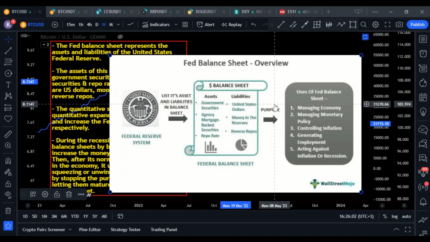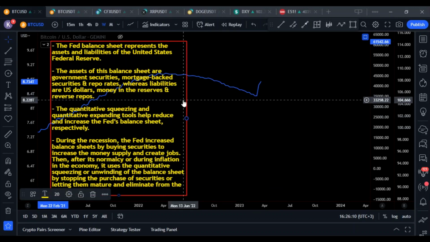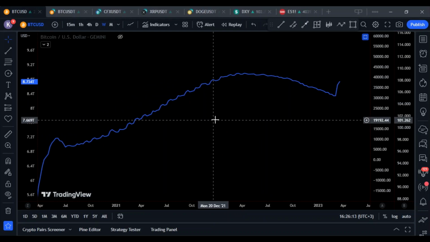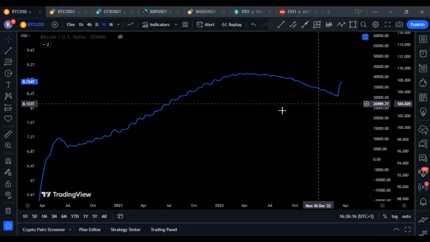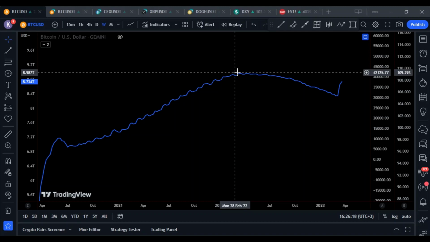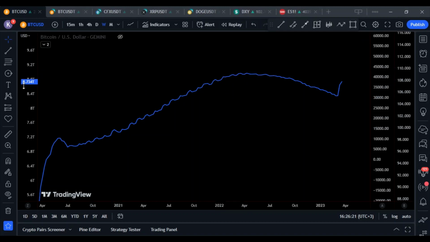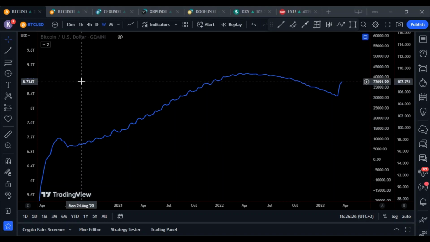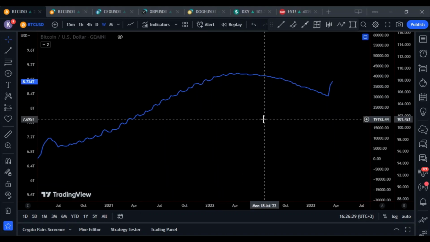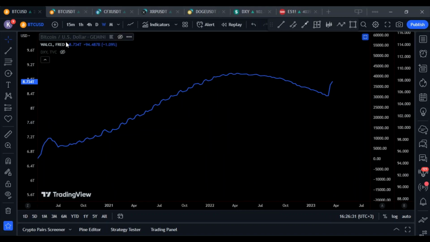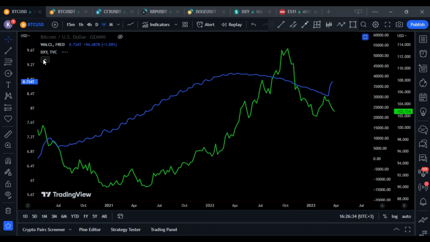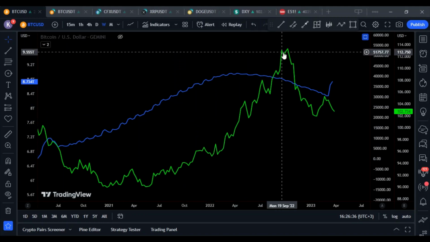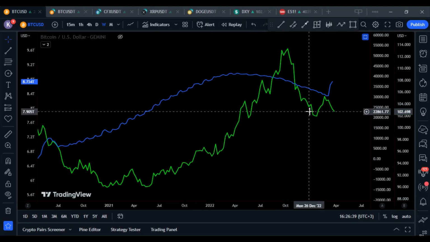But how does that work in a simple way? I'm gonna explain this as if we are 5 years old. So this is the balance sheet. All right, so this is how much the balance sheet holds in assets, as we said, 8.734 trillion as of now. So to understand this, let's add the dollar index. And this is the DXY and how strong the dollar is.